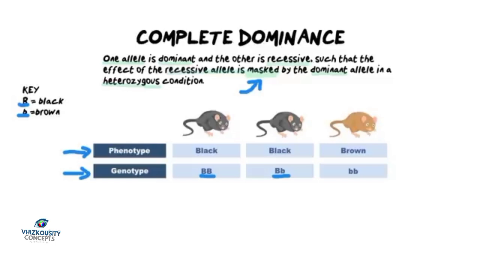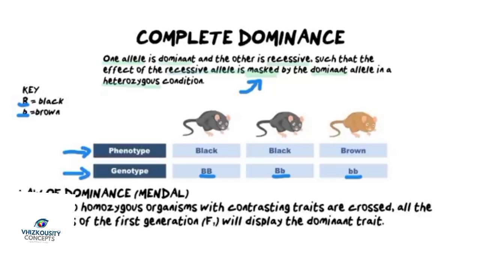Now, the third option represents a mouse that is brown, and it has two small or lowercase letter b's. And this represents what we call the homozygous recessive condition. We see this because in order to be able to observe any recessive trait, whether it be hair color, skin, or fur, it has to have at least two of the recessive alleles present in order to be visible. Now, there is a law that governs this whole process, and it came from Mendel, and we are going to need to know this for our exams.